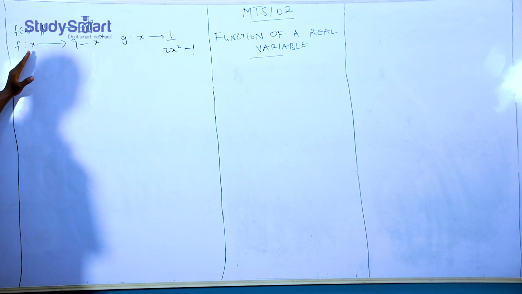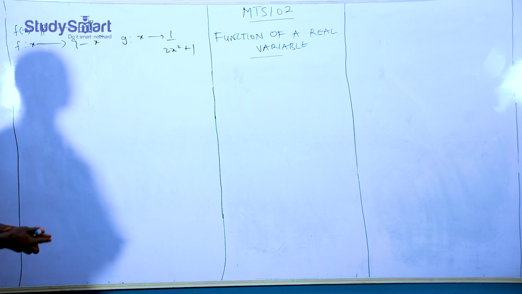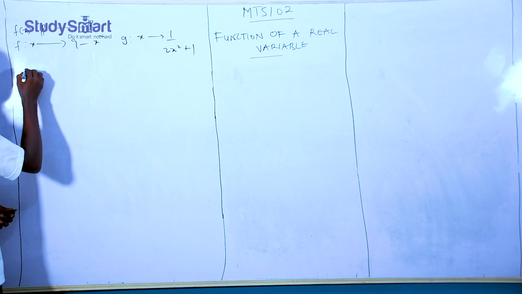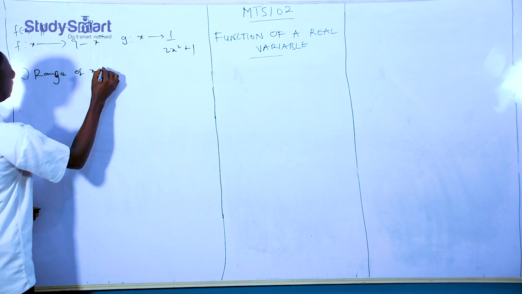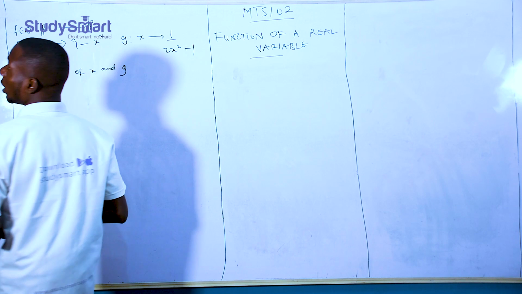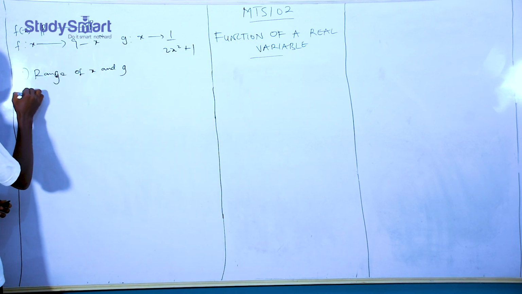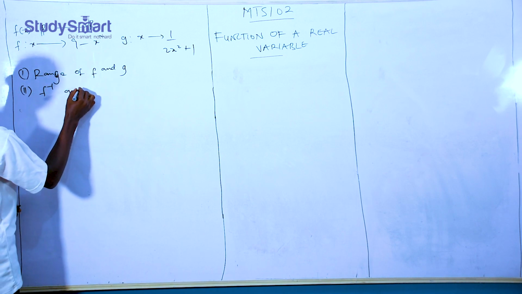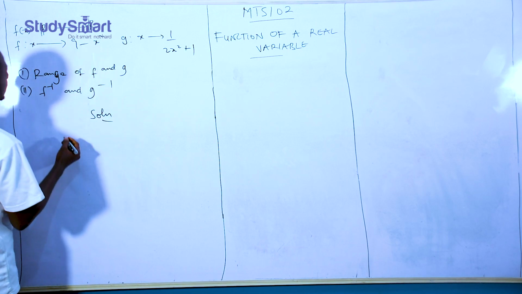We have a function that maps from real numbers to real numbers. The first function f maps from x to 9 minus x squared, and the second function g maps from x to 1 all over 2x squared plus 1. So we'll be looking for the range of f and g, and also f inverse and g inverse.